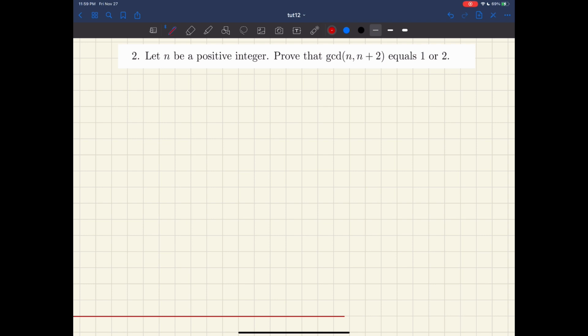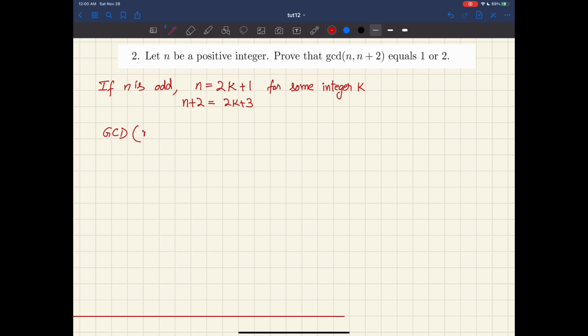Moving on to the second question, we have: let n be a positive integer and prove GCD of n and n plus 2 is equal to either 1 or 2. Now it depends upon what n is, whether n is odd or even. For the first case, if n is odd, let n be 2k plus 1 for some integer k, and n plus 2 would be equal to 2k plus 3.